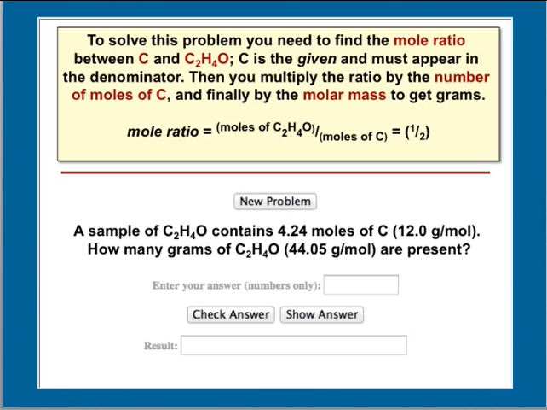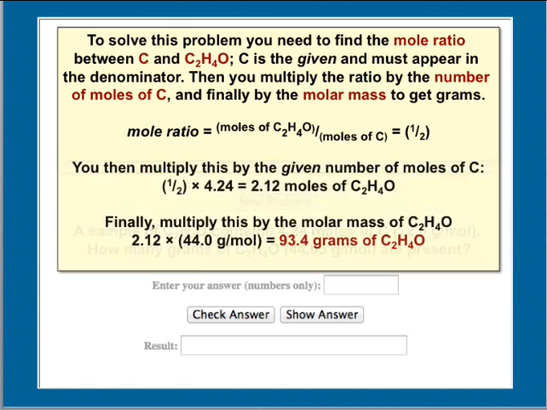Looks like this. Moles of carbon has to be in our denominator, so it's 1 over 2. Again, we're going to divide it by 2. Our given is simply the number of moles divided by 2. We have 2.12 moles of our stuff. If every mole weighs 44 grams, 2 moles weighs 93.4.